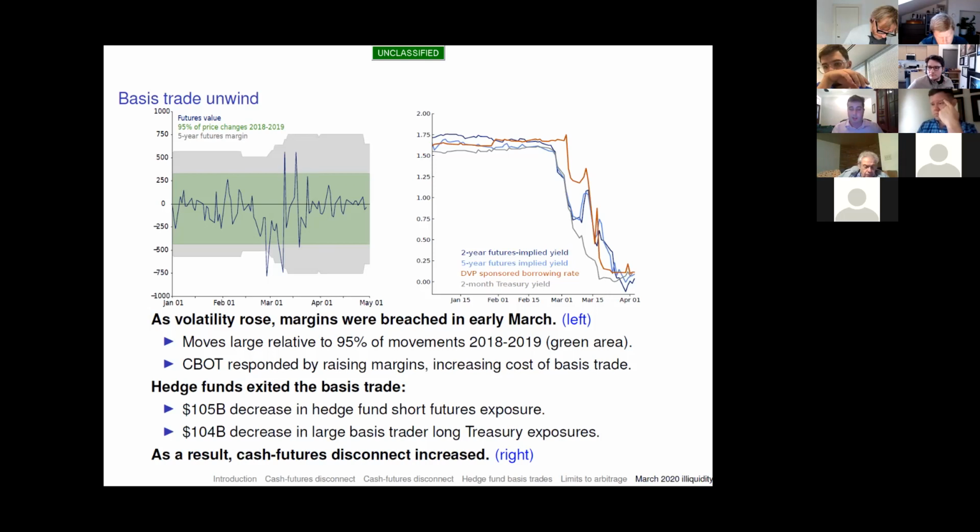Now, all of this says that hedge funds may have gotten into trouble because of the risk they face in this trade, but it doesn't really speak to the effect that this had on broader treasury market functioning. And so to do that, we're again going to look at the price of the cheapest to deliver security, since that's the one that's most closely linked to this trade.